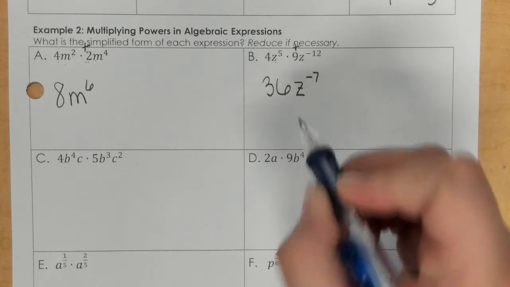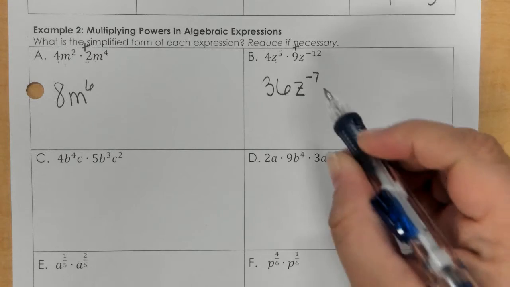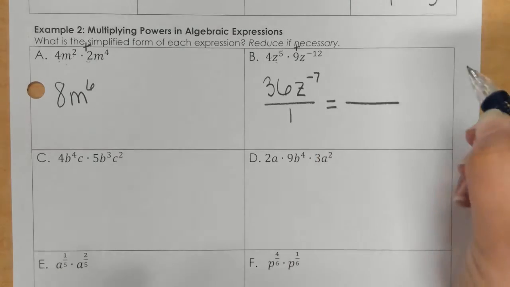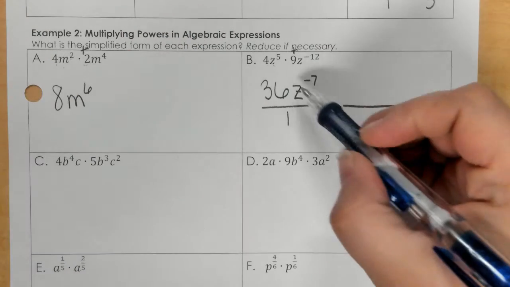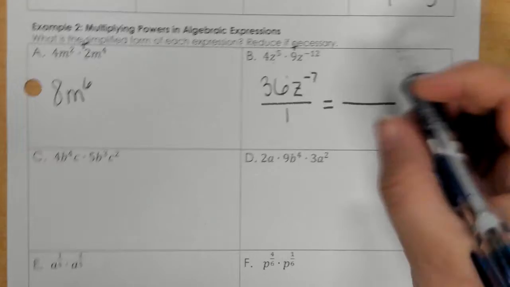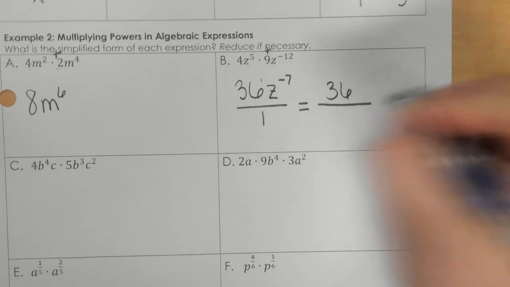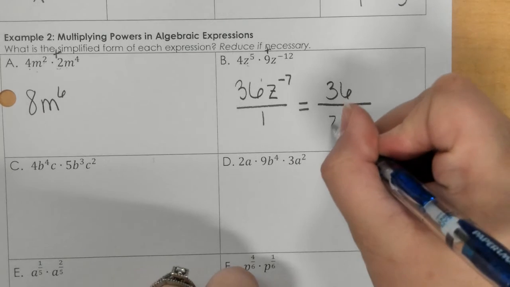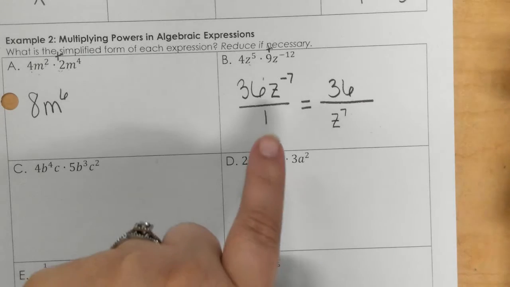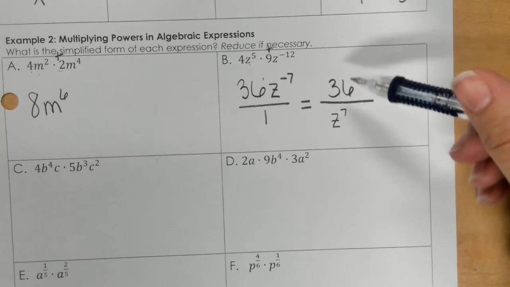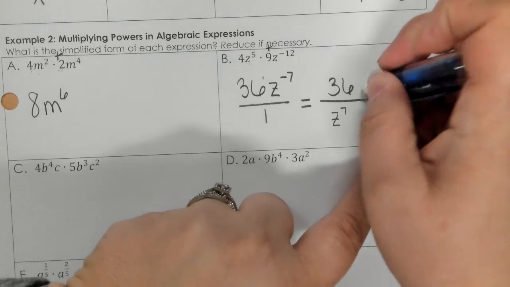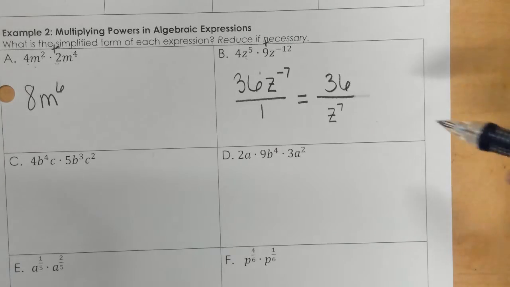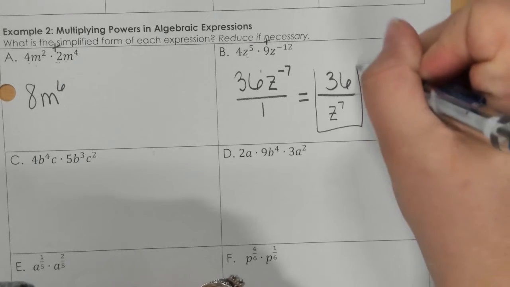But in the first lesson, we learned we can't have negative exponents. So we put this over 1. Now, the 36, it has a positive invisible 1 there, so I'm going to leave that on the top of the fraction. Then the z has a negative exponent, so I bring it to the bottom and I make it positive. Because I have a number and a variable in the top and the bottom here, I don't need to rewrite the 1. I can just leave it like this, and this would be my final answer.